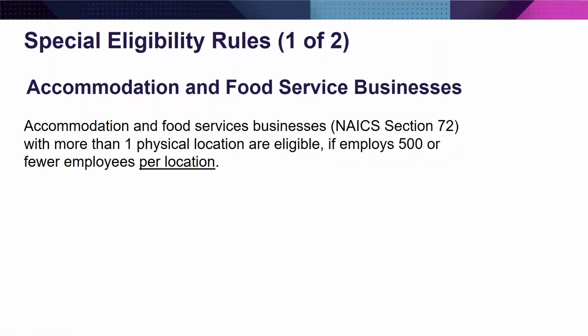As with anything, there are also further exceptions made. The first one relates to accommodation and food services businesses, hotels and restaurants. So these types of businesses have an additional ability to qualify even if they have more than 500 employees, because if they have more than one location and less than 500 per location, they're still deemed to qualify under the statute.